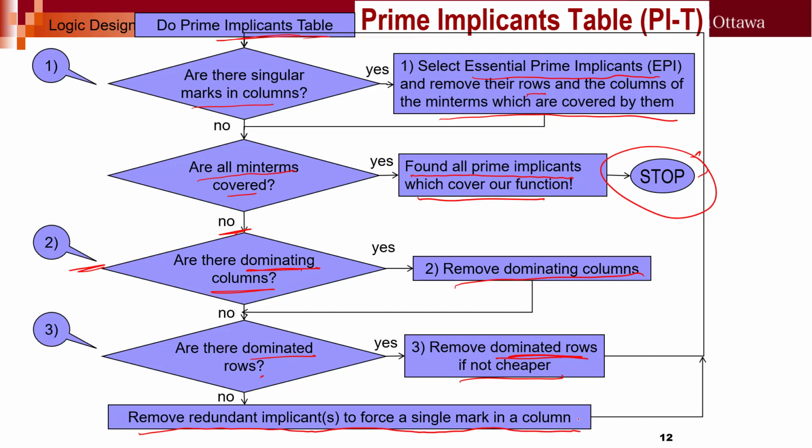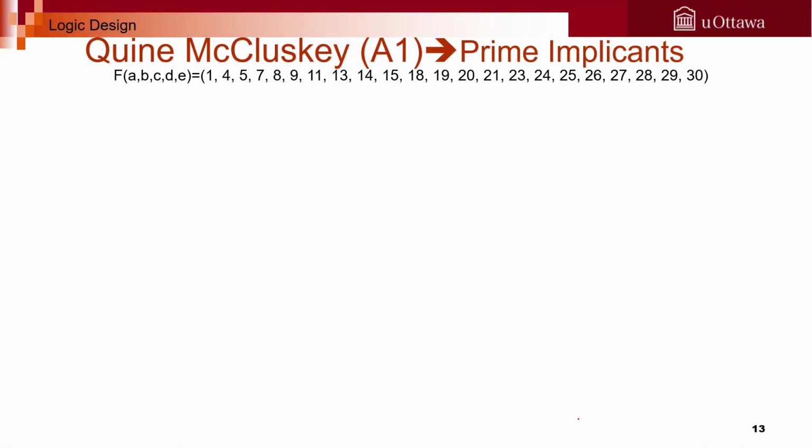So to understand that, let's take a look at this more complicated example. As we can see, this function has five variables, and we can tell because we have minterms beyond 15. Therefore, my table will be larger.